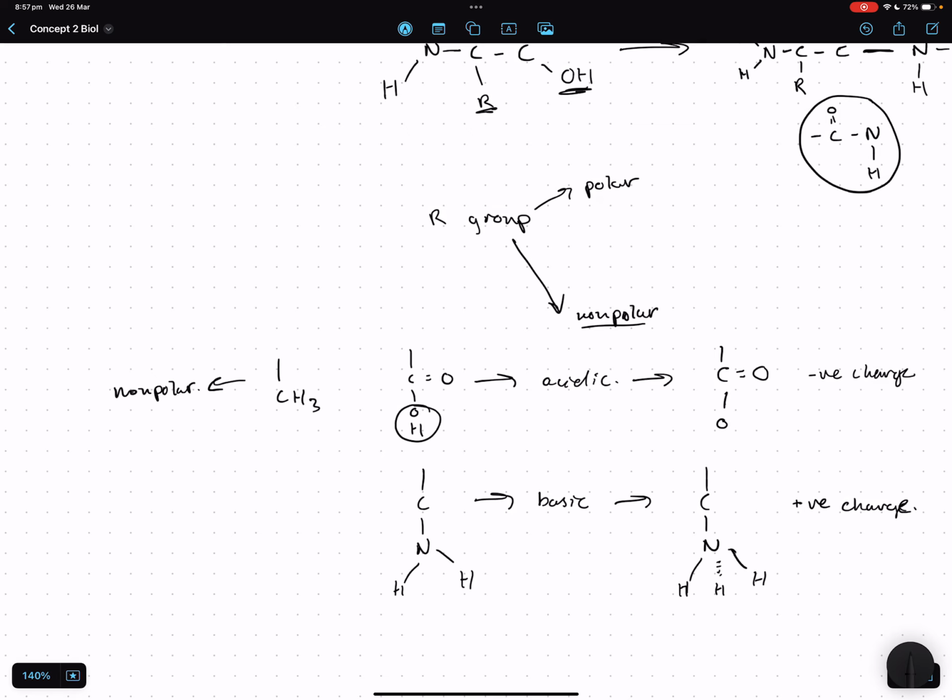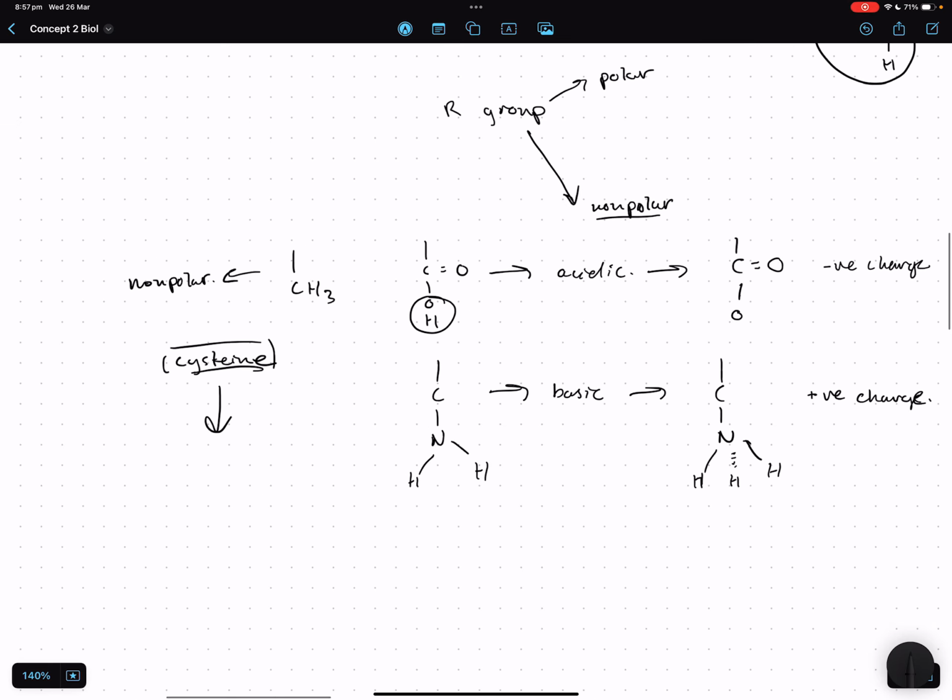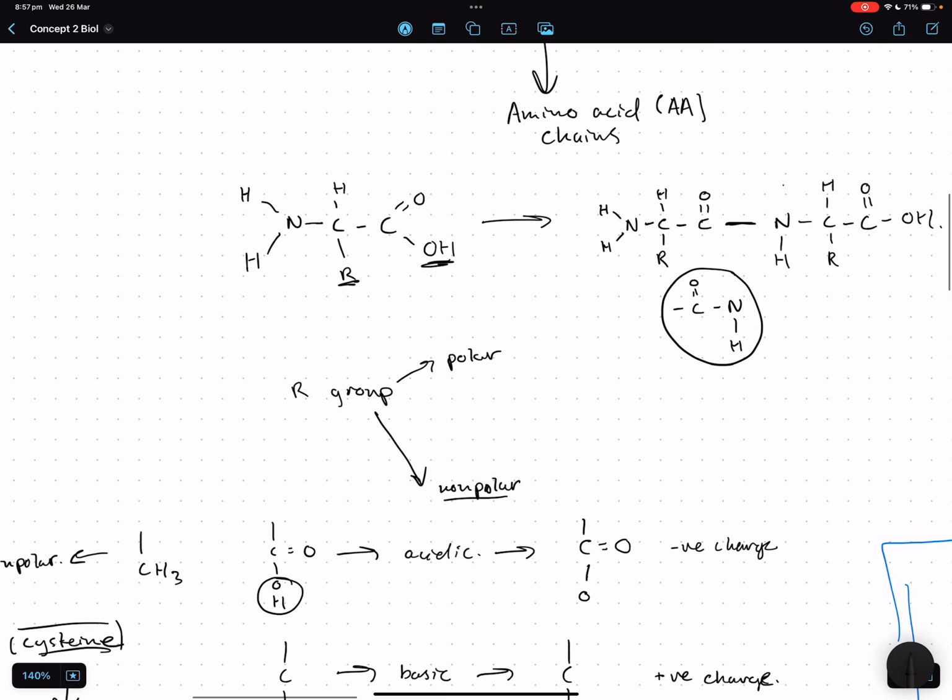There's one more. This is fairly important for protein groups. It's cysteine. Cysteine has a sulfur, and two cysteines form covalent interactions. So we talk about proteins.